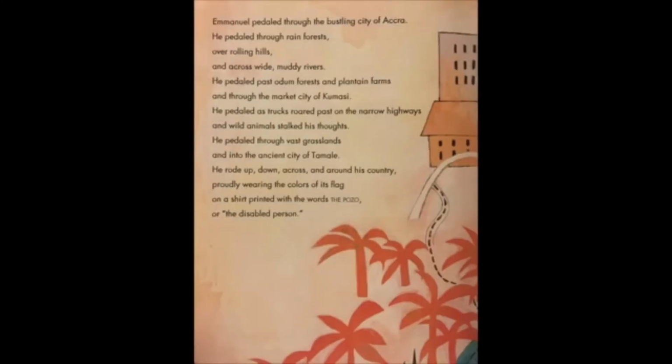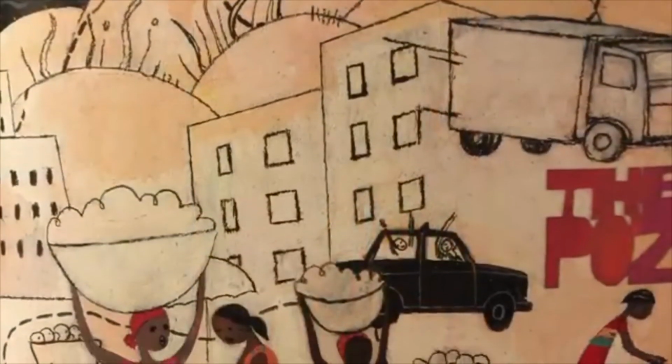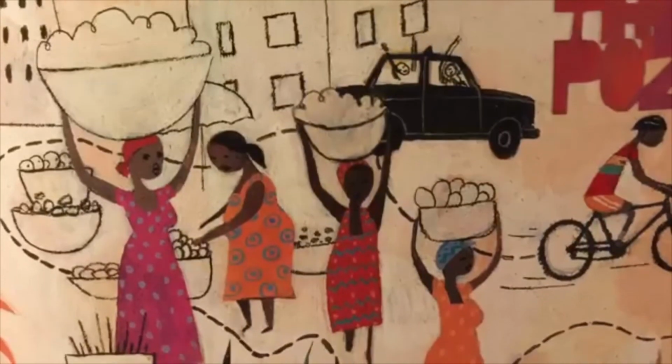Emmanuel pedaled through the bustling city of Accra. He pedaled through the rainforest, over the hills, and across wide, muddy rivers. He pedaled past Odom forests and plantain farms and through the market city of Kumasi. He pedaled as trucks roared past on the narrow highways and wild animals stalked his thoughts. He pedaled through vast grasslands and into the ancient city of Tamale. He rode up, down, across, and around his city, proudly wearing the colors of its flag on a shirt printed with the words, "The Poso," or "The Disabled."